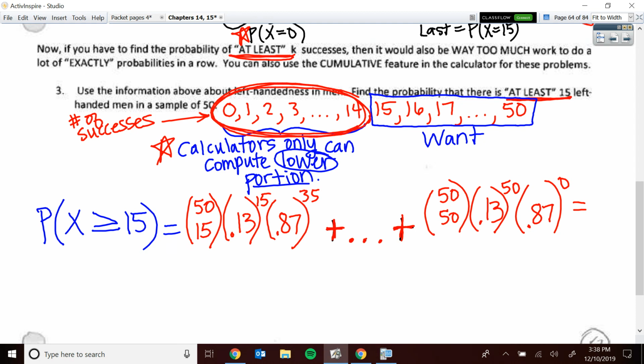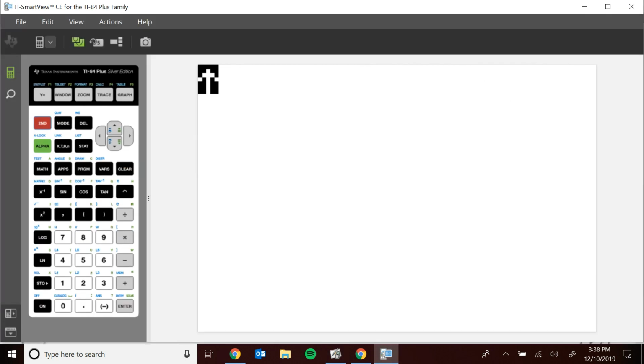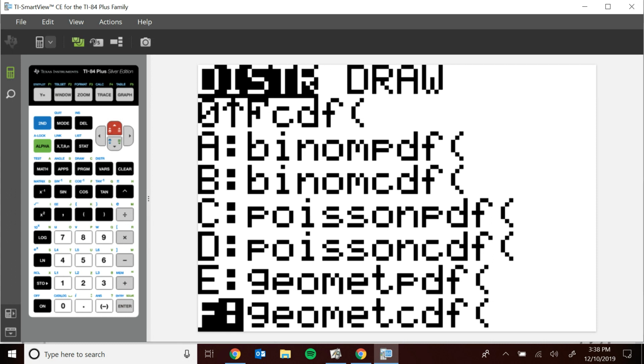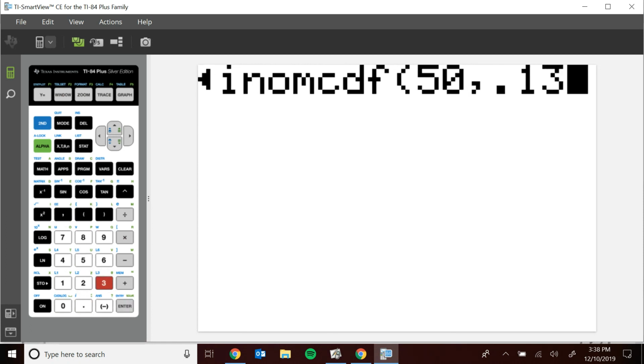The calculator can compute that amount. Unfortunately, that's not what I want, but that's all the calculator can give me. So let's do that. I want cumulative binomial CDF of 14 out of 50. Probability of success is 1/3.